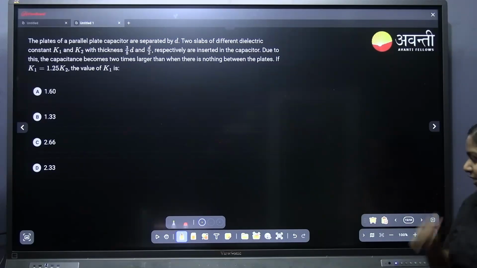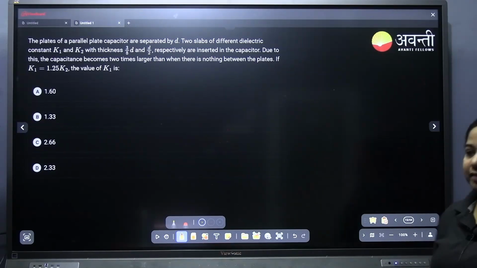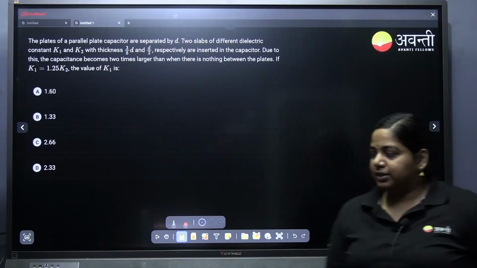So see the first question. The plates of a parallel plate capacitor are separated by D. Now 2 slabs of different dielectric constants K1 and K2 with thickness 3 by 8 D and D by 2 respectively are inserted in the capacitor. Due to this, the capacitance becomes 2 times larger than when there was nothing. If K1 equals 1.25 K2, the value of K1 is. This is the question.